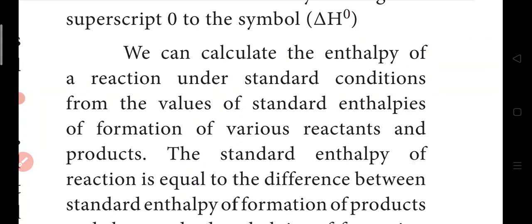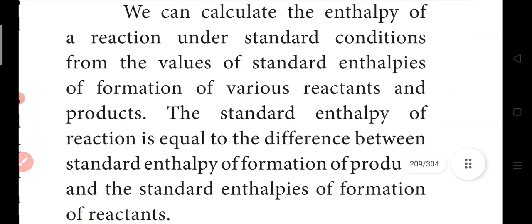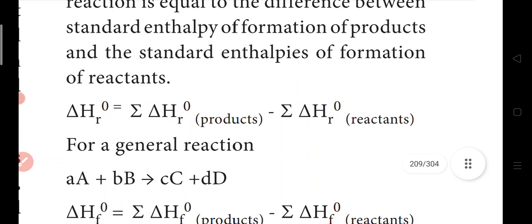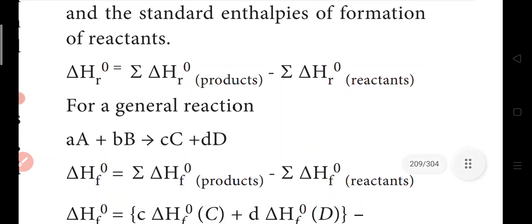Under standard conditions we can calculate. So the standard enthalpy of reaction is equal to the difference between the standard enthalpy of formation of products and the standard enthalpies of formation of reactants. So they have given: change in standard enthalpy of reaction is equal to the summation of standard enthalpy of formation of products minus the summation of standard enthalpy of formation of reactants.